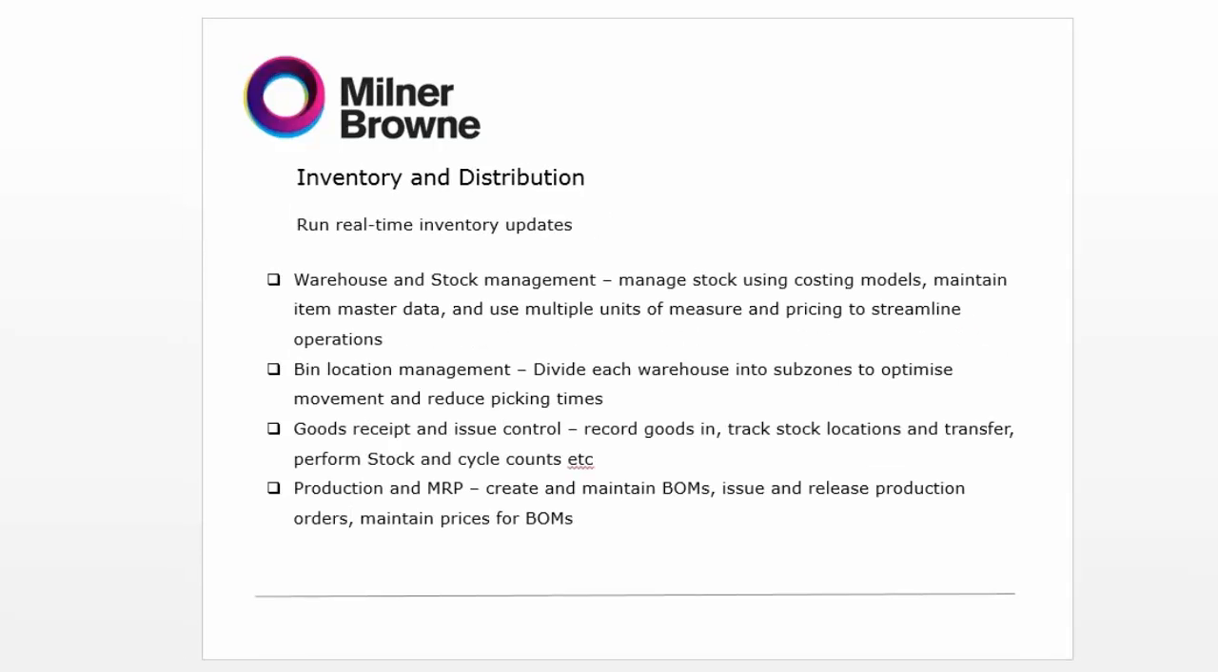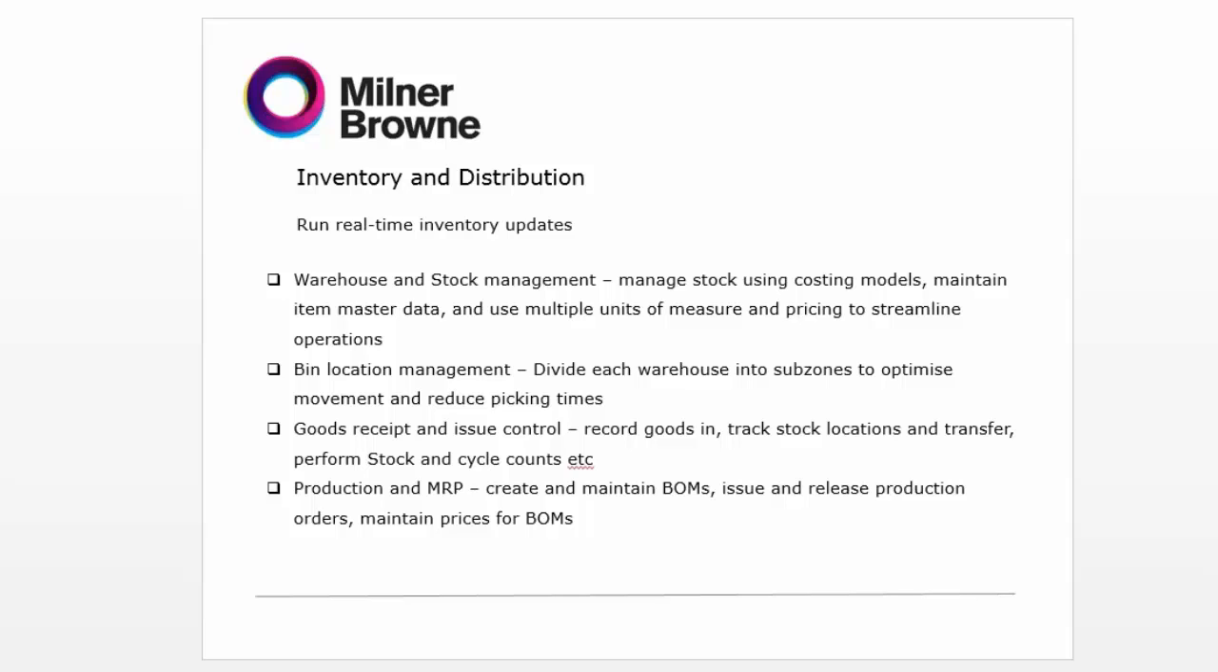Right, with regards to inventory and distribution, we have real-time inventory updates. So we can have warehouse and stock management. You're managing different cost models for the stock, with regard to average cost, FIFO, or standard cost. Also, you can maintain the item master data and multiple units of measure, so you can have different prices for different units of measure. You can also manage your bin locations, so you can divide your warehouse into different zones, and you can optimize the movement and reduce the picking times.